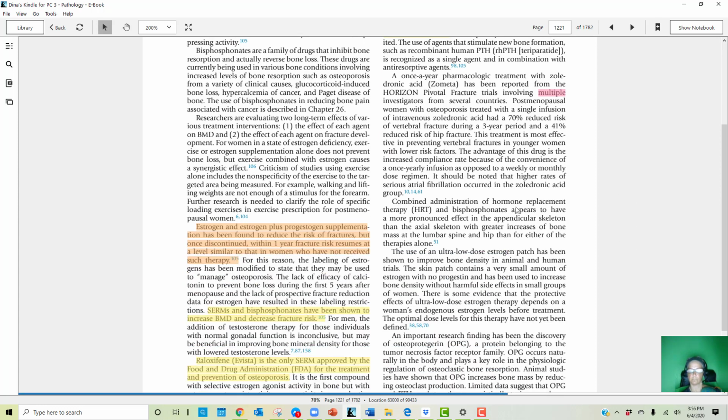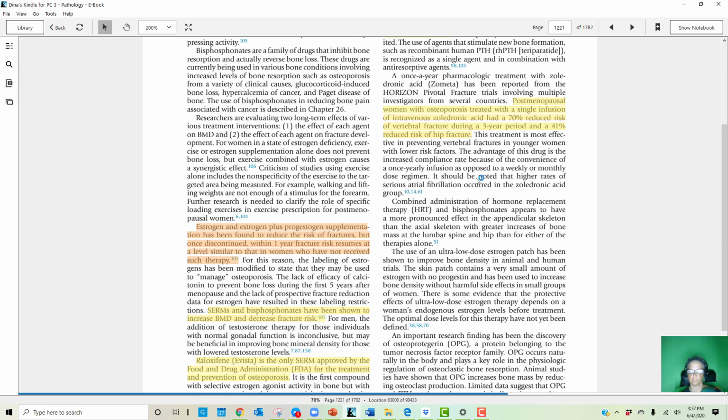A once-a-year pharmacologic treatment with zoledronic acid, Zometa, has been reported from the Horizon pivotal fracture trials involving multiple investigators from several countries. Postmenopausal women with osteoporosis treated with a single infusion of intravenous zoledronic acid had a 70% reduced risk of vertebral fracture during a 3-year period and a 41% reduced risk of hip fracture. This treatment is most effective in preventing vertebral fractures in younger women with lower risk factors.